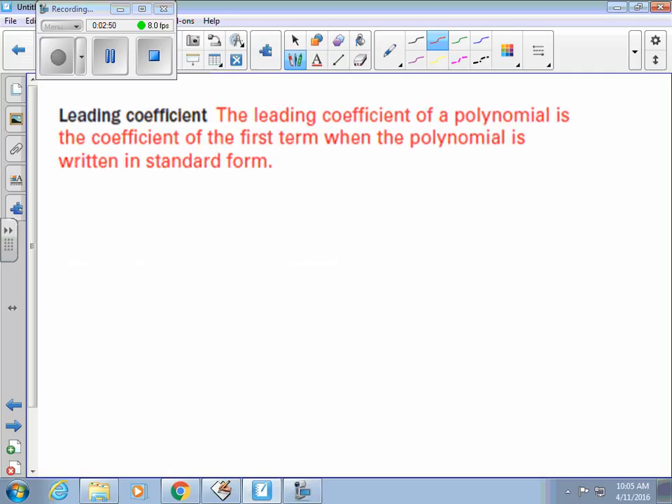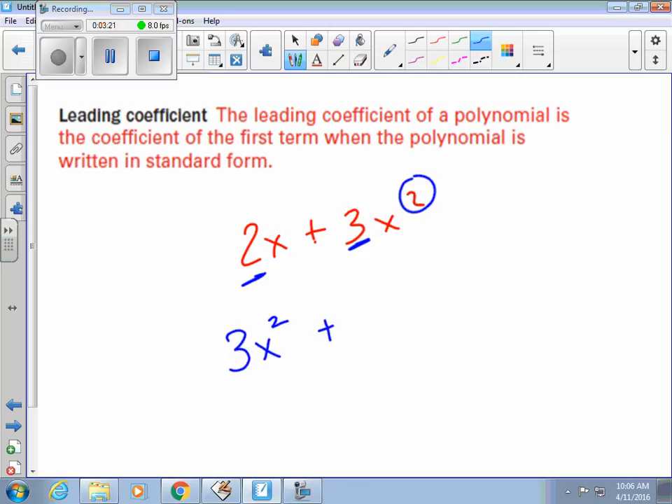The leading coefficient, you know what that word coefficient means? That's the number that is in front of the variable. So 2x plus 3x squared, these are coefficients, 2 and 3. The leading coefficient, if you write something again in standard form, is going to be the largest degree. This is the largest degree in this case, 2. So that one would be first, 3x squared, and then positive 2x. So your leading coefficient would be this number right here, 3. Leading coefficient.